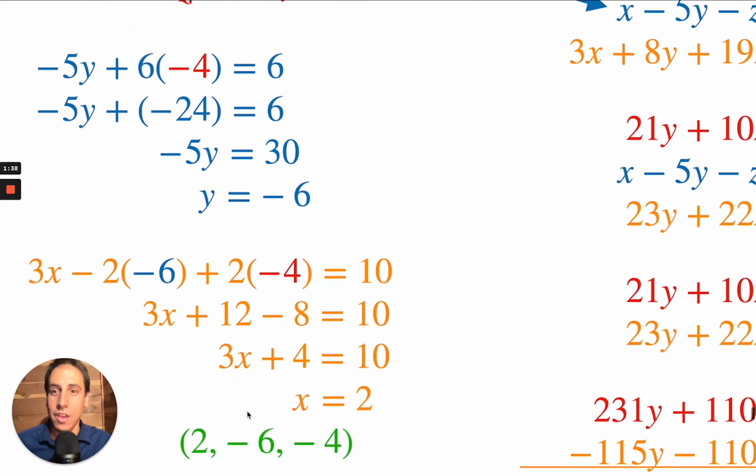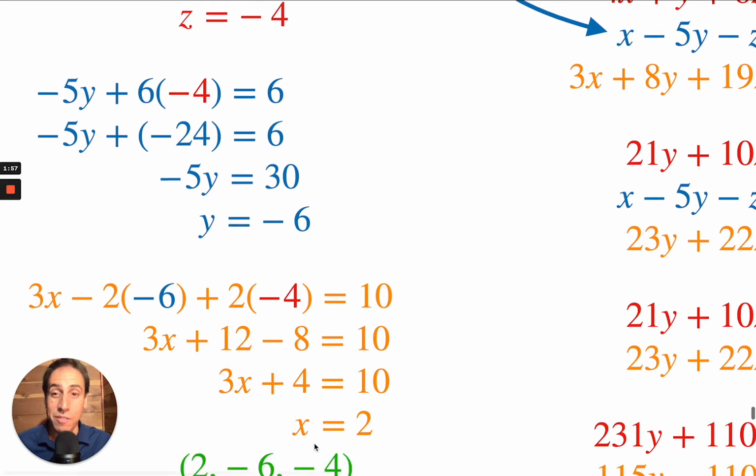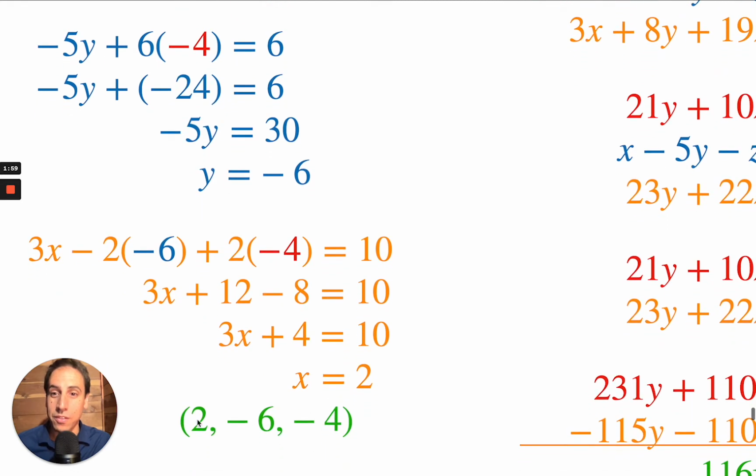Now if you know that z is equal to negative 4 and y is equal to negative 6, you can plug that all into the golden equation right here. So that's 3x minus 2 times what you know y is, plus 2 times what you know z is, equal to 10. Rewritten, we can simplify all the way down, and we get x is equal to 2. How cool is that? Reporting your answer in alphabetical order, this is the x value, the y value, the z value.